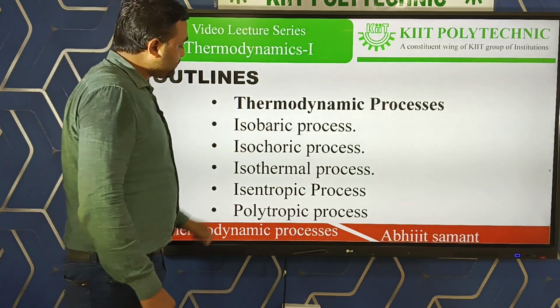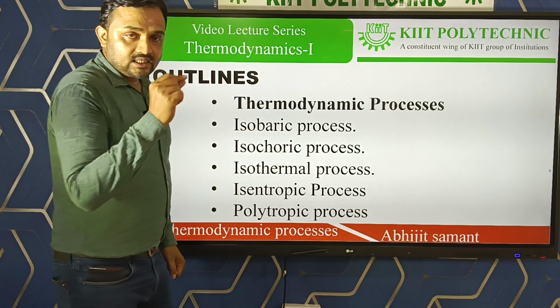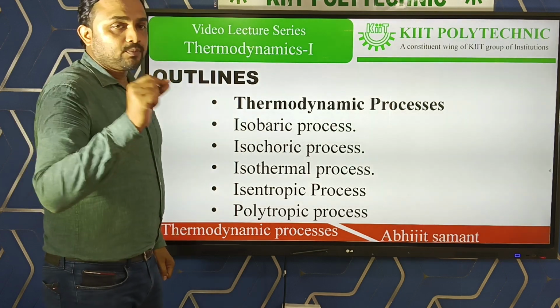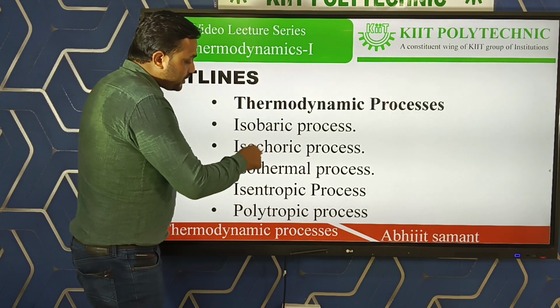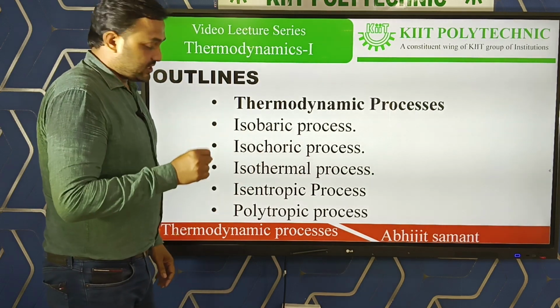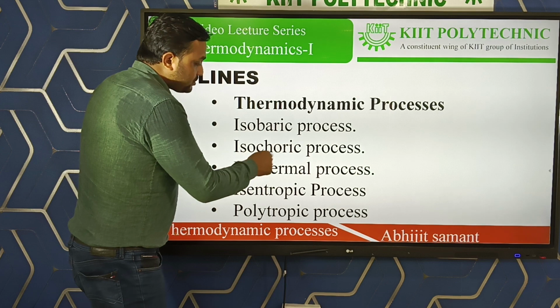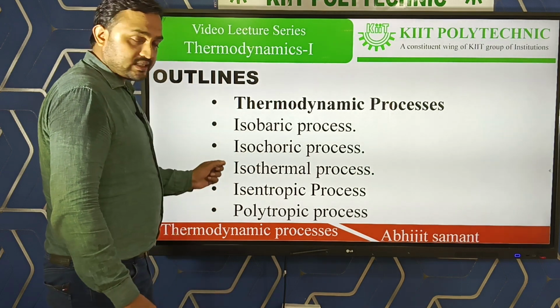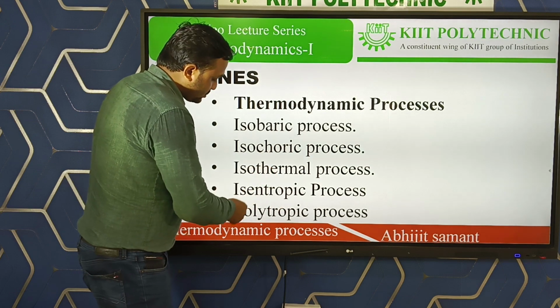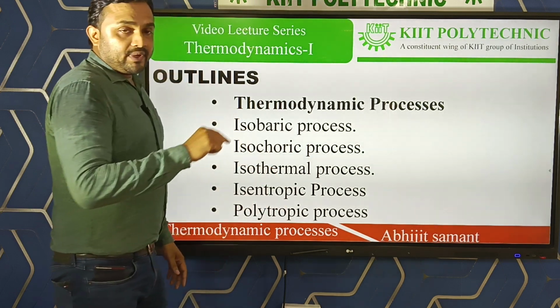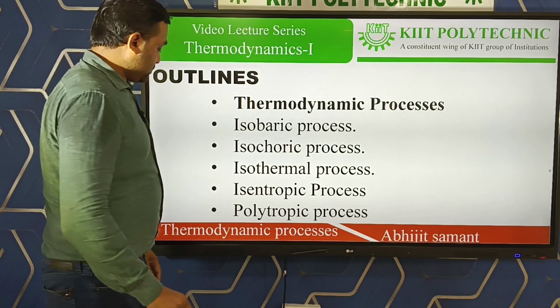In the isobaric process, the pressure of the system remains constant throughout the process. The second one is the isochoric process. In the isochoric process, volume remains constant. The third one is the isothermal process. In the isothermal process, temperature remains constant. In the isentropic process, entropy remains constant, and in the polytropic process, PV to the power n is equal to constant.